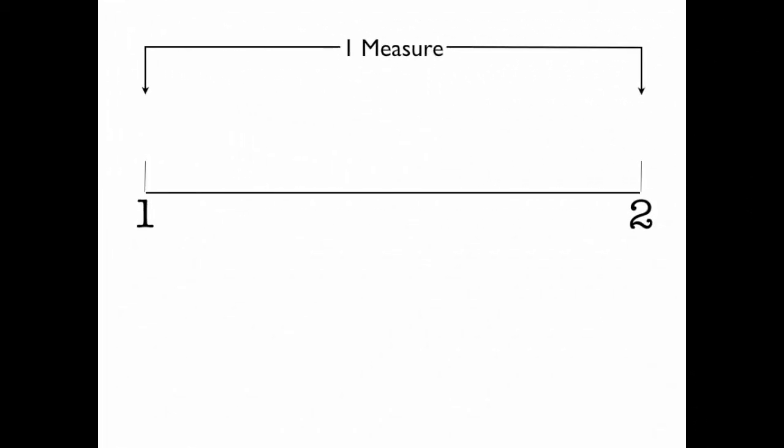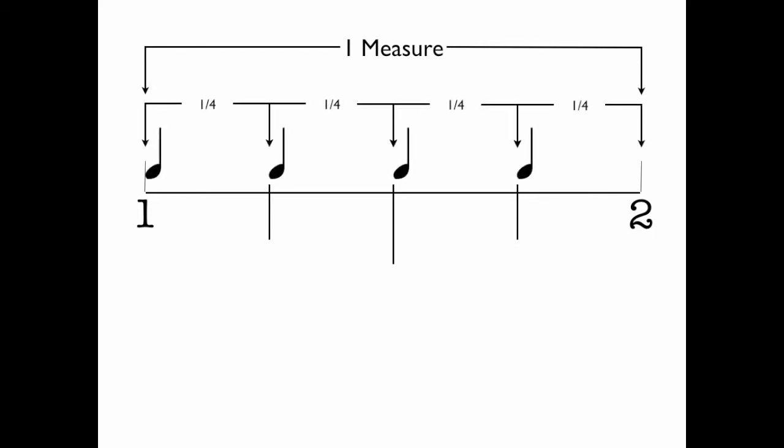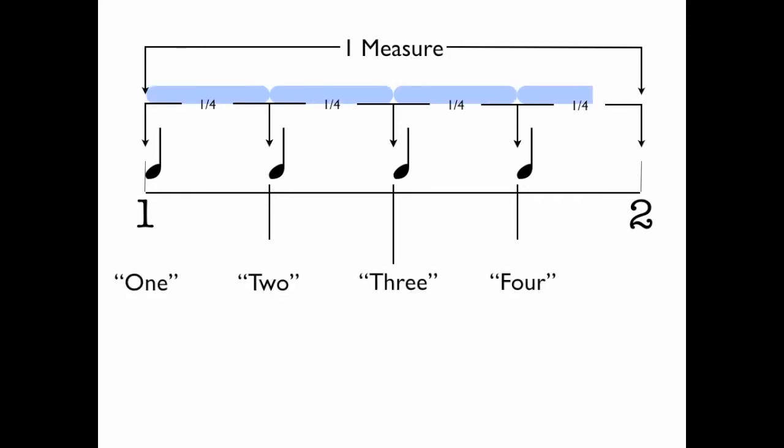If 1 inch on the ruler represents one musical measure, the measure gets divided into beats using the same subdivisions. The most common number of beats in a measure is 4, based on the quarter subdivision. Each measure is counted using the quarter note beats. 1, 2, 3, 4.